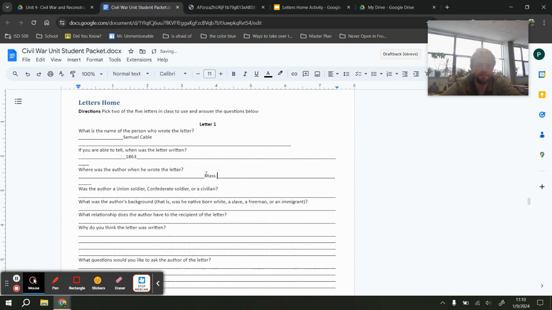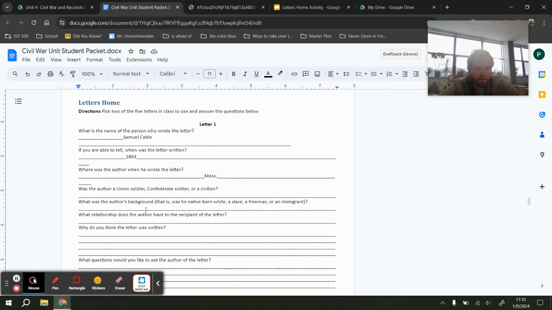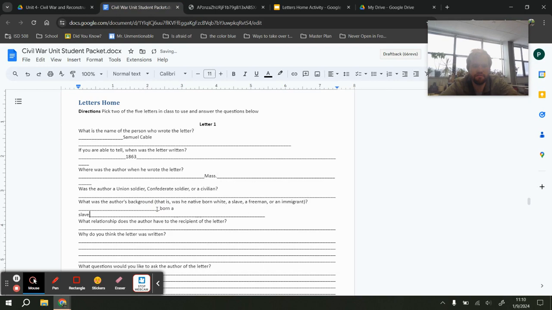Massachusetts, abbreviate that. Was the author a Union soldier, a Confederate soldier, or a civilian? 55th Massachusetts. I'm going to have to look at my map to see whether or not Massachusetts was a free state, a slave state, Union, or North. You should go to page 4 of your packet where you've got your map, and that will tell you the answer to this question. What's the author's background? Well, we answered that. He was born a slave, then signed up into the army.